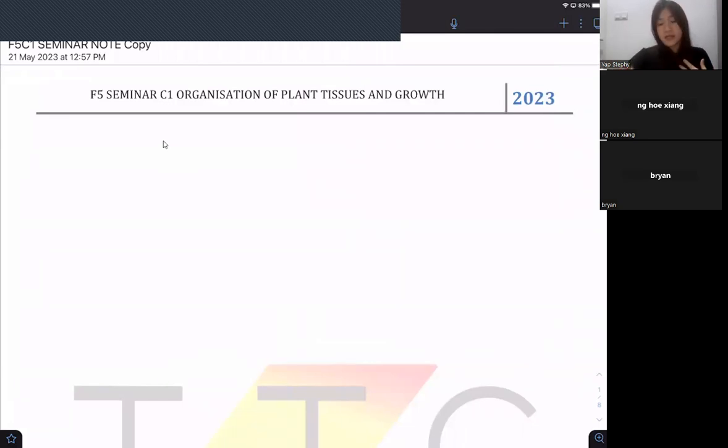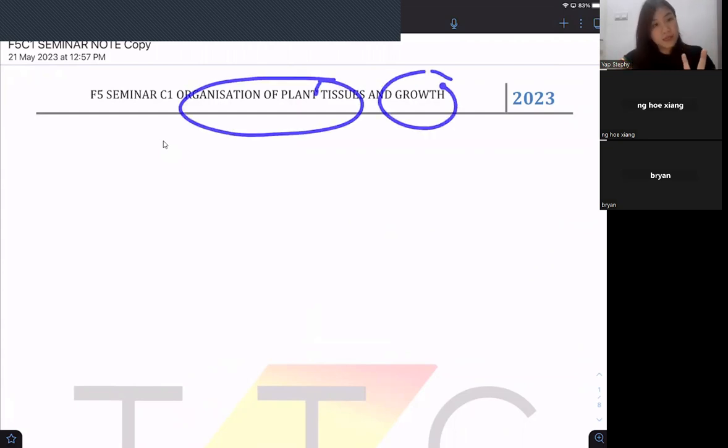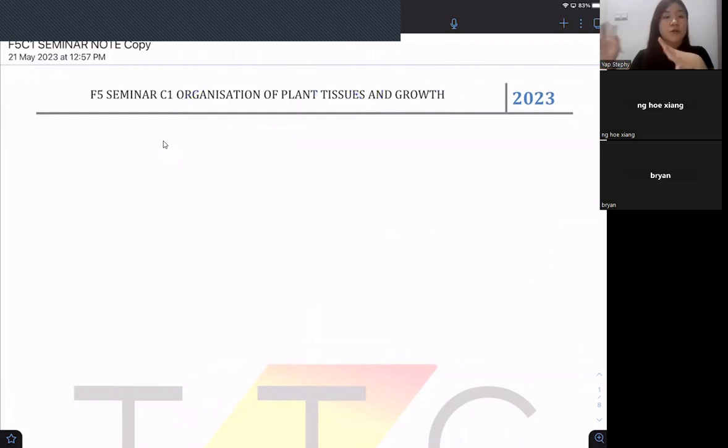Okay, so now you come to see it here. Today we'll do revision for Form 5 Chapter 1. Inside Chapter 1 there are 3 important topics that you are compulsory to know. The first one is about the organization of the plant tissue. The second one is about the process. And the last one is about the growth curve.